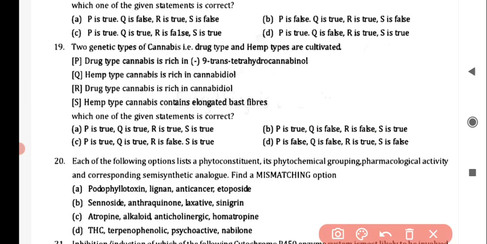The next question is, two genetic types of cannabis, that is drug type and hemp type, are cultivated. So option P is drug type cannabis is rich in delta-9 trans tetrahydrocannabinol. Q is hemp type cannabis is rich in cannabidiol. R is drug type cannabis is rich in cannabidiol. S is hemp type cannabis contains elongated bast fibers. Which one of the given statements is correct? So the correct answer for this question is option B, that is P is true, Q is false, R is false, and S is true.